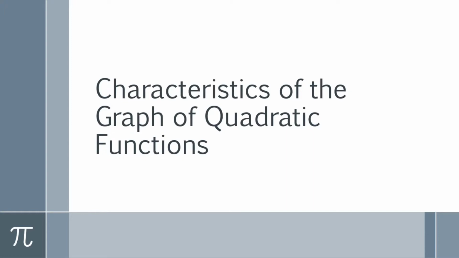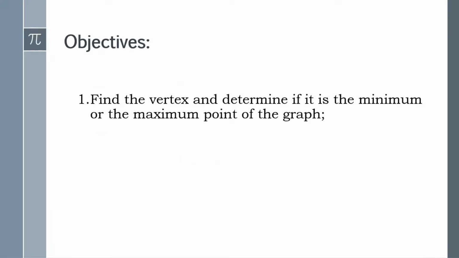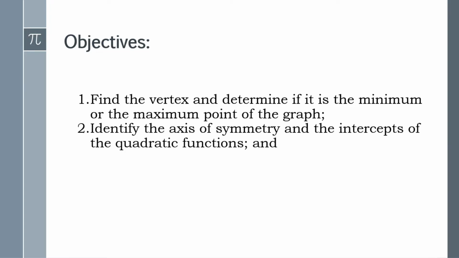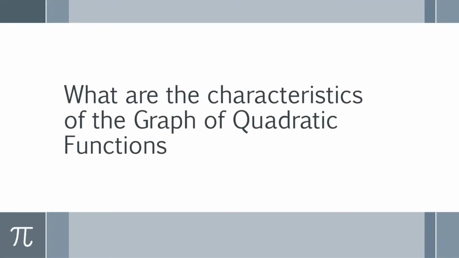For today's topic, it's all about characteristics of the graph of quadratic function. So, what are the objectives? Number 1, find the vertex and determine if it is the minimum or the maximum point of the graph. Number 2, identify the axis of symmetry and the intercept of the quadratic function and give the domain and range of the quadratic function.